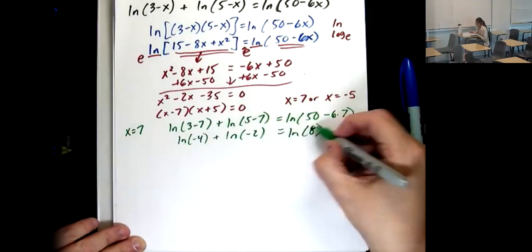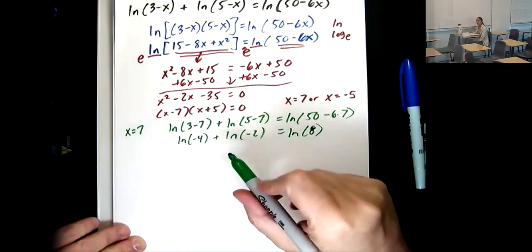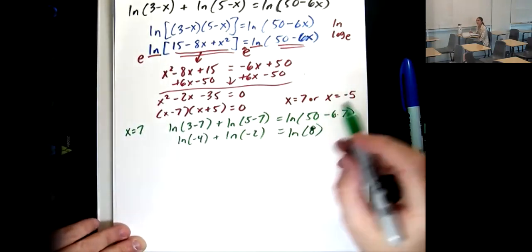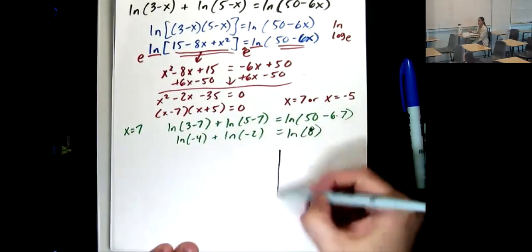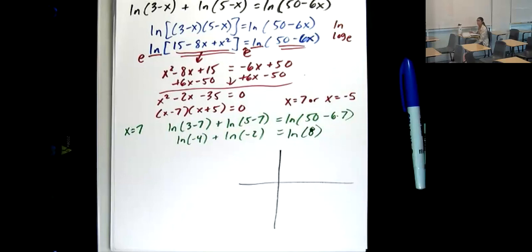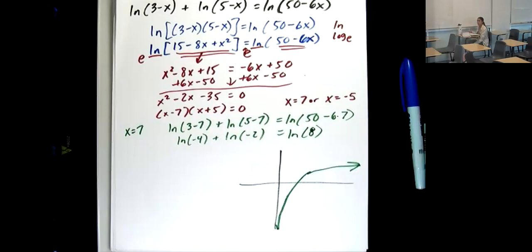Unfortunately, we have a problem now. You can't have negative values on the inside of a natural log. The graph of natural log goes like this. It never goes below... x is greater than 0. It's a requirement. Which means x equals 7 does not work.